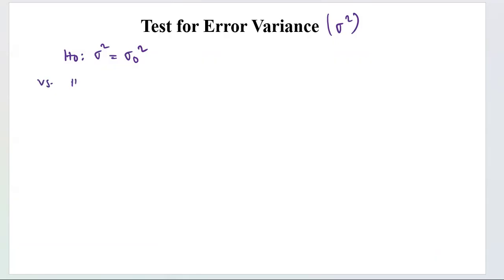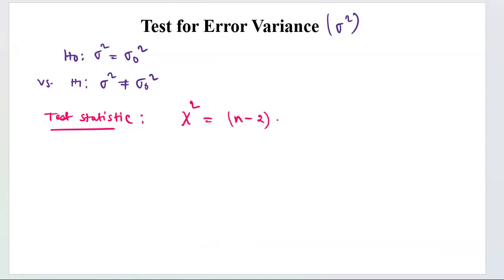Again, we want to test H1: sigma square is not equal to sigma naught square. So this is our problem. This is what we want to test. Then what will be the test statistic? The test statistic that we will use is a little different from what we have used for alpha and beta. It will be chi-square: n minus 2 times sigma cap square upon sigma naught square. The sigma naught is basically the one that we have used in our null hypothesis.